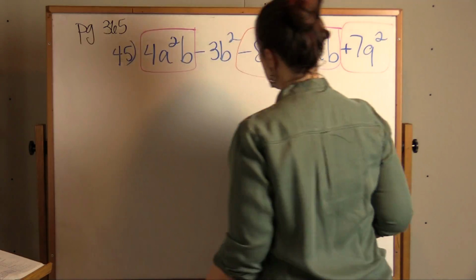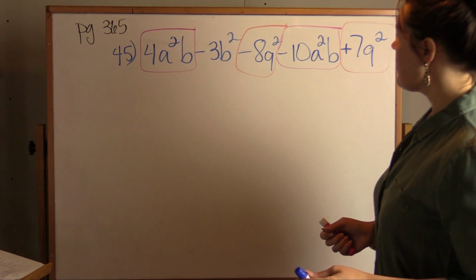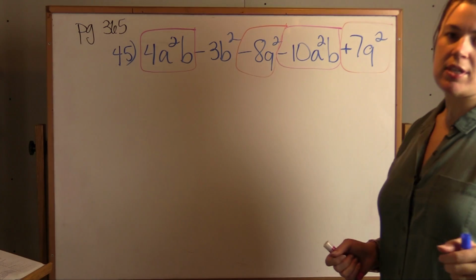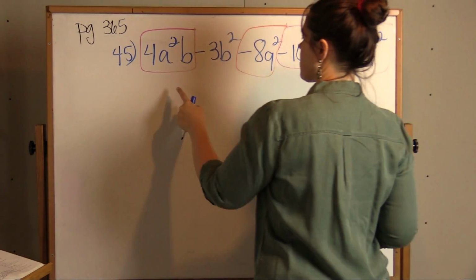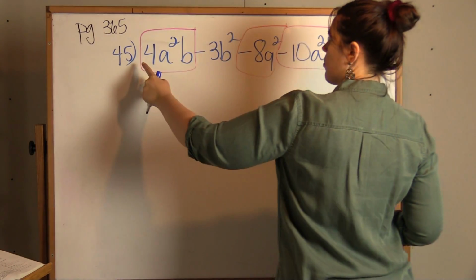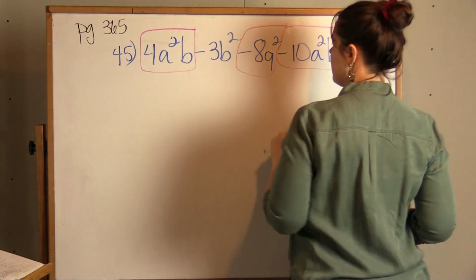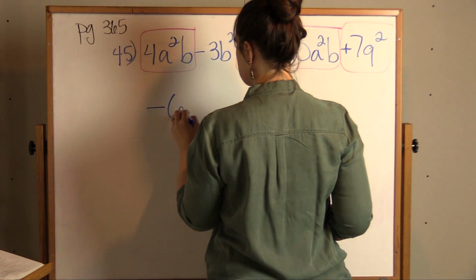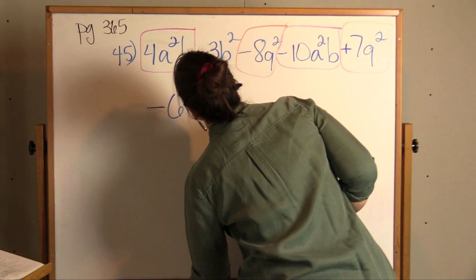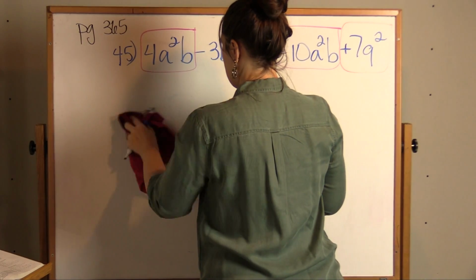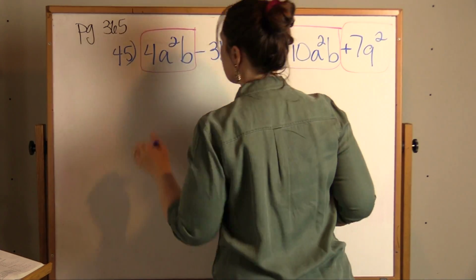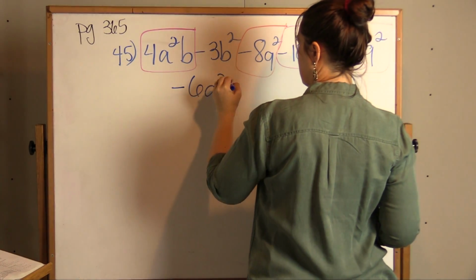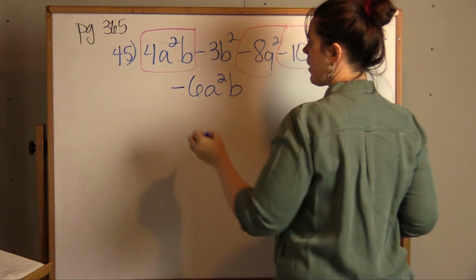All right, so these are our like terms. We have the a squared b's that need to be combined, and we have the q squareds that need to be combined. I'm just going to go in order from left to right. So we have 4 and negative 10. That's going to give me negative 6. Actually, I'm going to move that up a little bit. All right, so that gives us negative 6 a squared b. All right, so those are done.